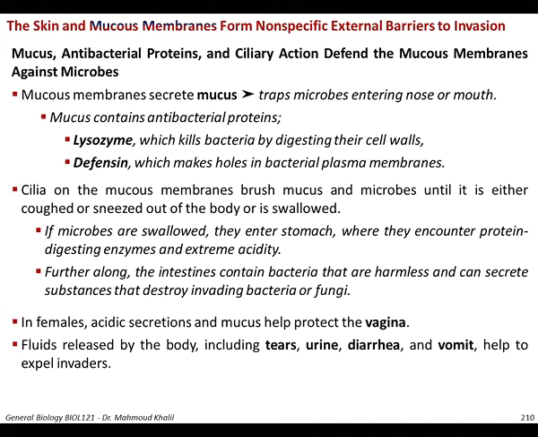In females, there is a lot of acidic secretion, and mucus can protect the vagina. While the other fluids released by your body, including tears, urine, diarrhea, and vomiting, can help as well to expel any invaders.